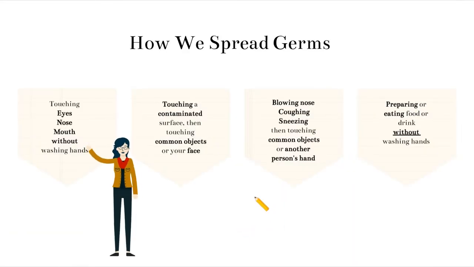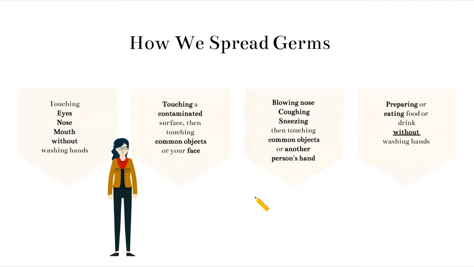To make sure that we use PPE effectively, it's important that we first understand how germs are commonly spread. The first way that we spread germs is by touching our eyes, nose, or mouth without washing our hands first. This is bringing infectious material directly into contact with the parts of our body that give germs an entryway. Germs are also spread when we touch a contaminated surface and then touch other common objects or our faces.